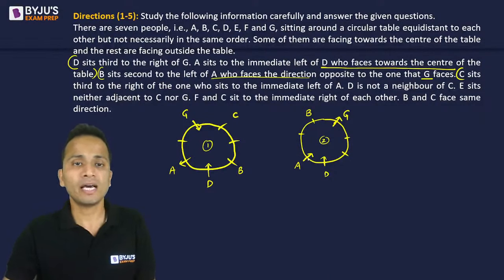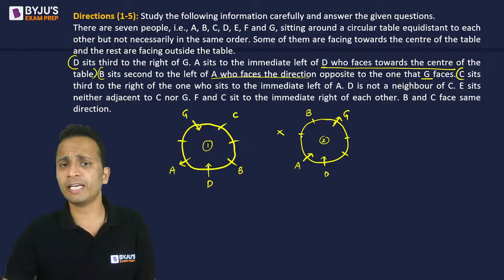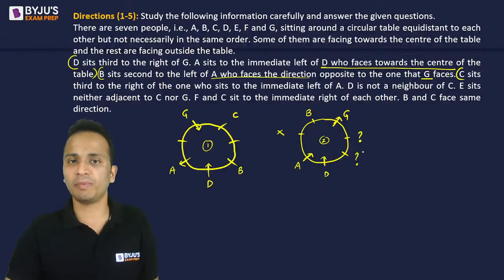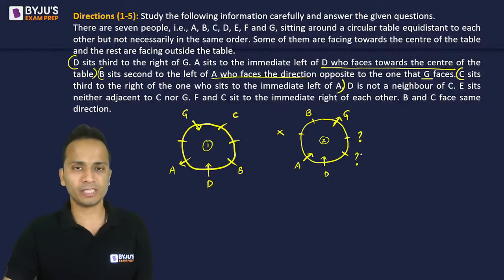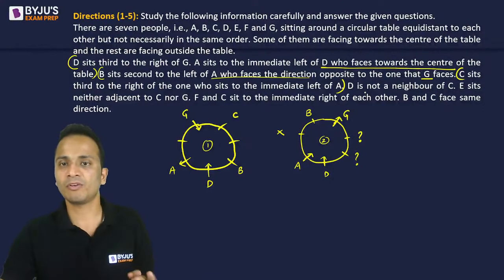So immediate left of A will be this place where I have put the cross. And third to the right. अब यहाँ पे फेस तो पता नहीं, बट थर्ड टू द राइट क्या क्या पॉसिबिलिटी हो सकती है? It can be this place or this place where I have put the question mark. Fine. So C will sit at any of these two places. Depending upon A के जो लेफ्ट में है उसका फेस कहां पे है, right?